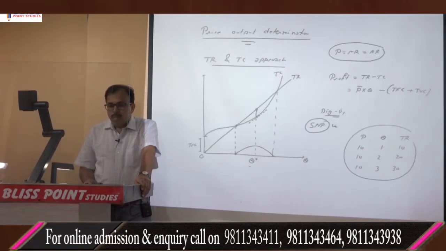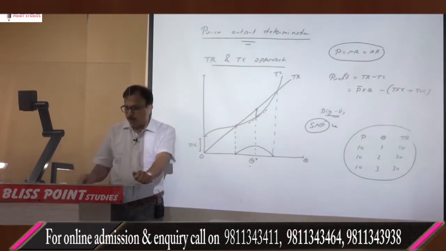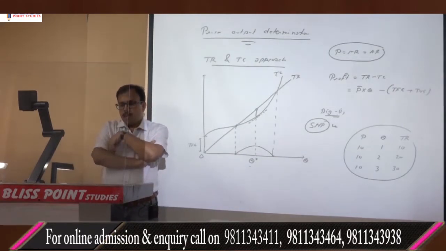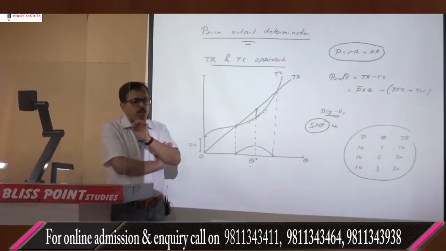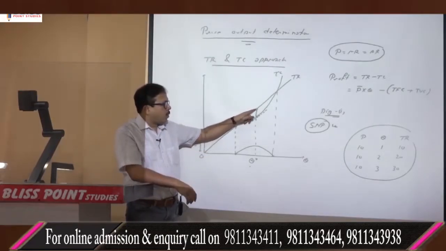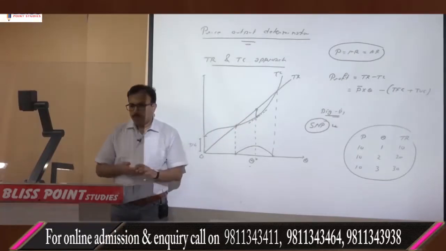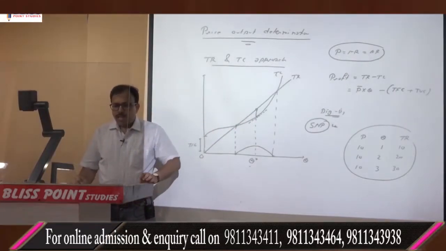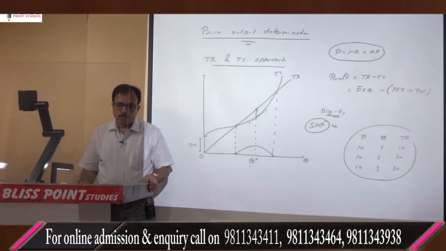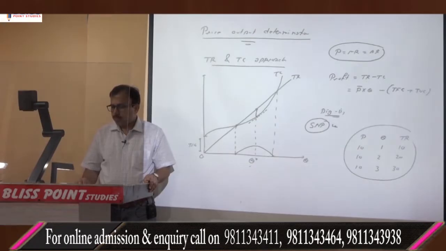The firm maximizes profit when the distance between total revenue and total cost is maximized. At any other level of output, profit is not maximized.